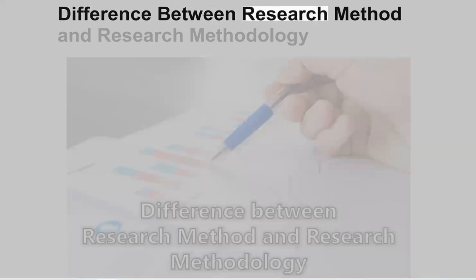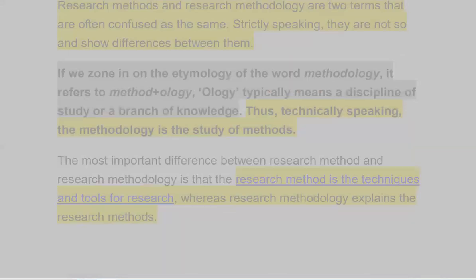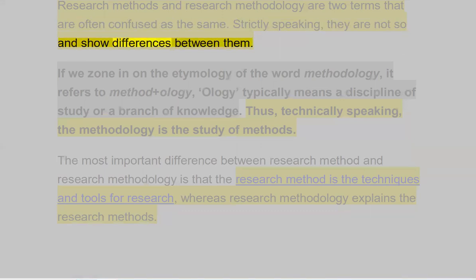Difference between research method and research methodology. Research methods and research methodology are two terms that are often confused as the same. Strictly speaking, they are not so and show differences between them.